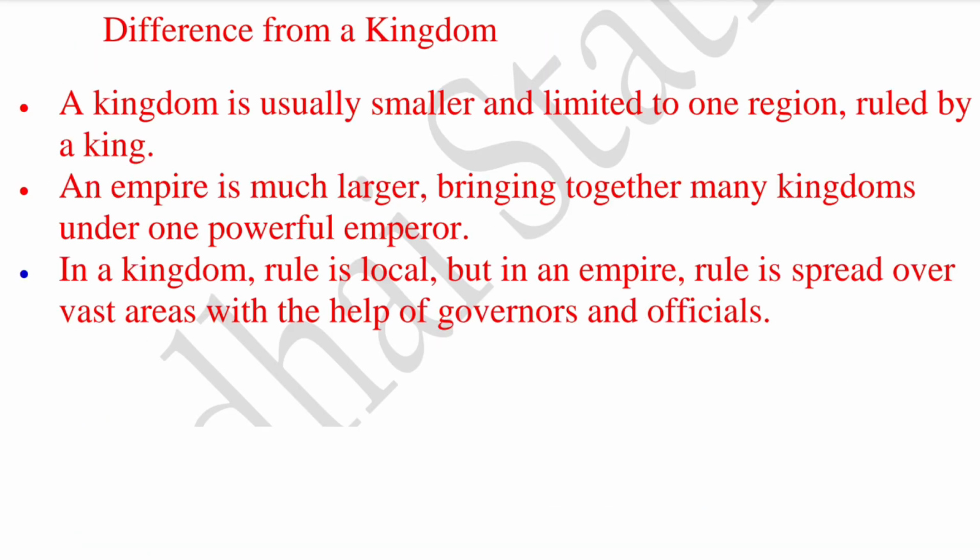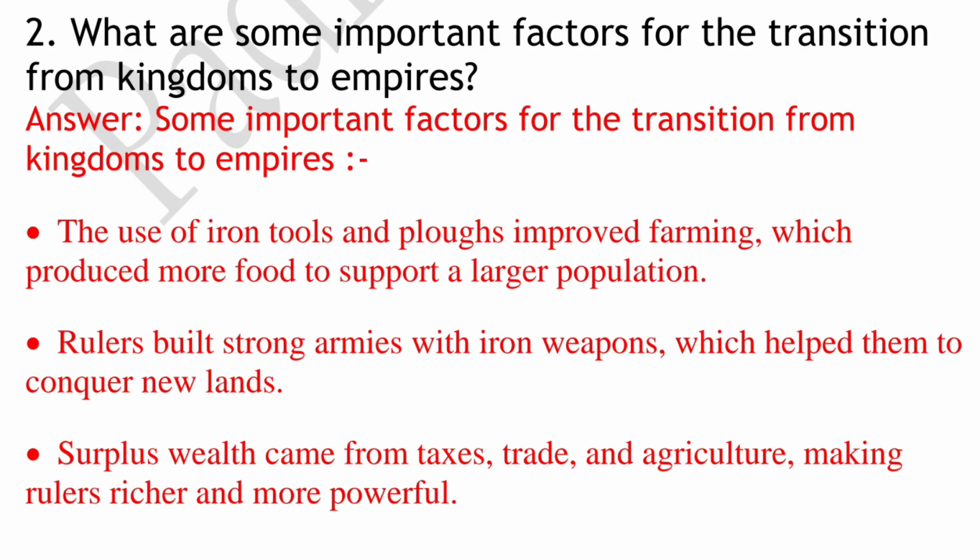Difference from kingdom. A kingdom is usually smaller and limited to one region, ruled by a king. An empire is much larger, bringing together many kingdoms under one powerful emperor. In a kingdom, rule is local, but in an empire, rule is spread over vast areas with the help of governors and officials.